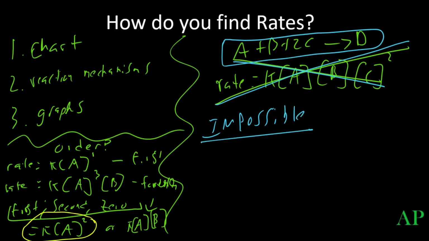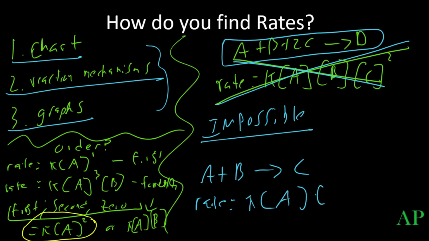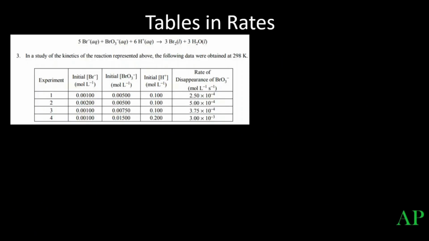Why? I did not give you a chart. I did not give you reaction mechanisms, and I did not give you a graph. There's a couple of other clever ways of finding them out, but these are the three main ways. The point is, if someone tells you that A plus B gives you C, and the rate because of that is going to involve both reactants, that is absolutely not true. Given only a reaction, you cannot find the rate law. That being said, let's get on to actually finding rate laws.